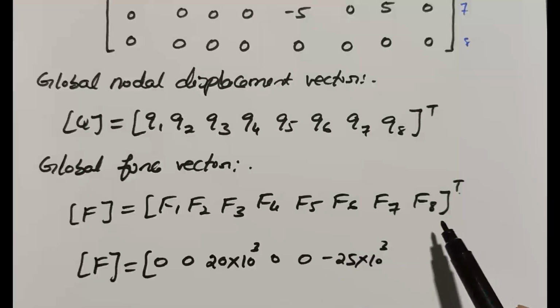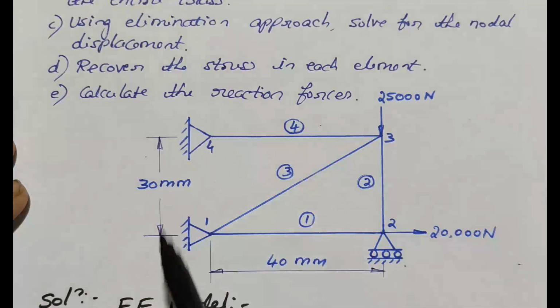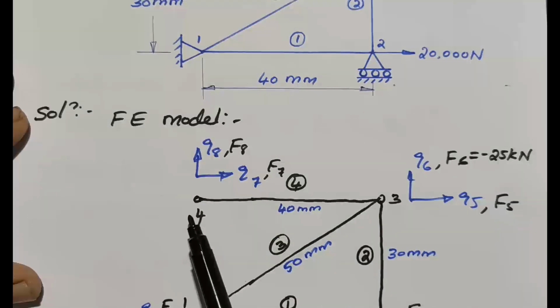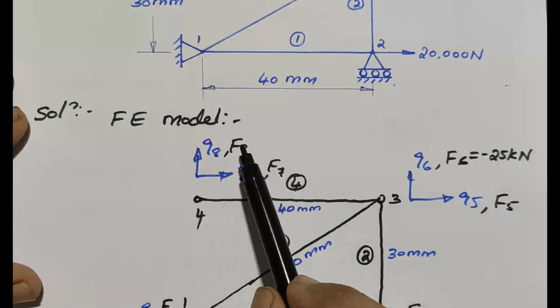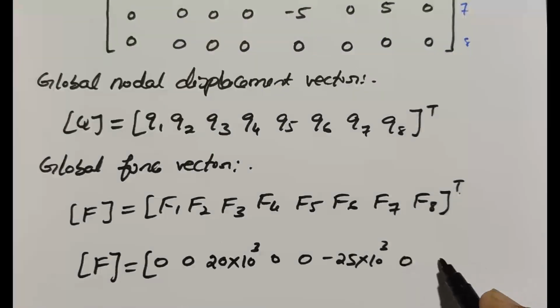Next F7, F8, that is the nodal force acting at node number 4. See, at node number 4 we don't have any applied force. Therefore at node number 4 the corresponding forces F7 and F8 will be equal to 0. So F7 0, F8 0, transpose. This is the force vector.